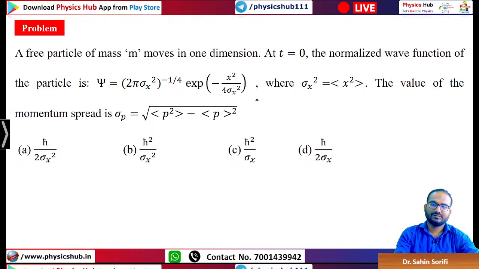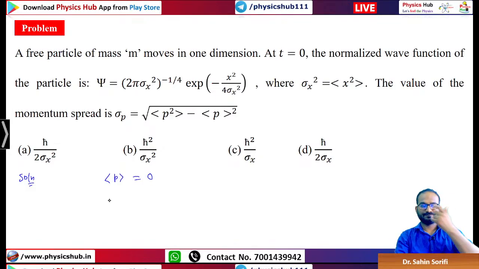There are two approaches to solve this problem. One is the rigorous process. Rigorous process means you find out the expectation value of p square. Expectation value of p is 0, that you know; what is the expectation value of p square in this state? So let's do the rigorous, then I will tell you the shortcut way. Okay. So you need to find out this sigma p is equals to p square average minus p average square. The expectation value of p will be 0, right?